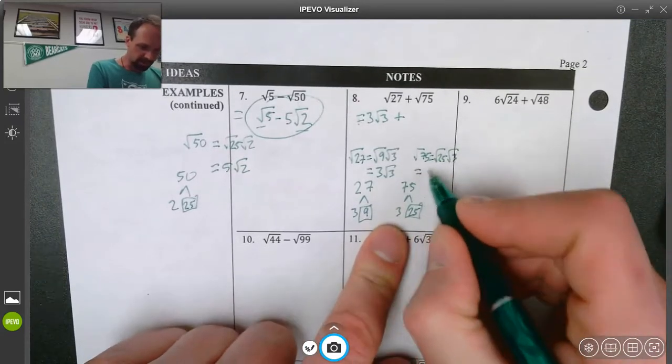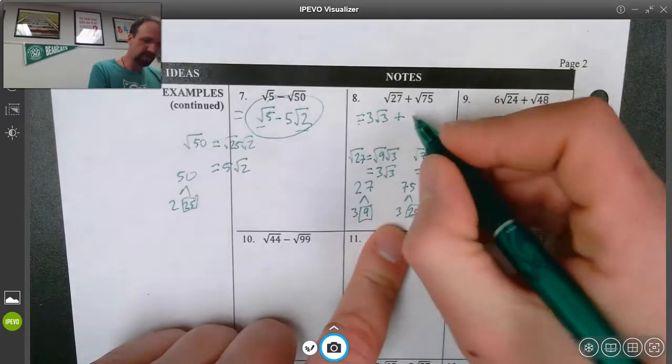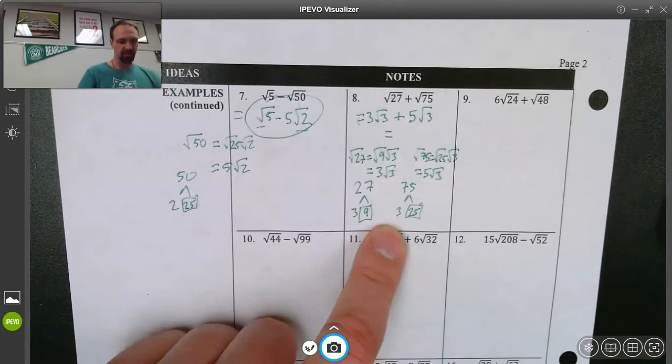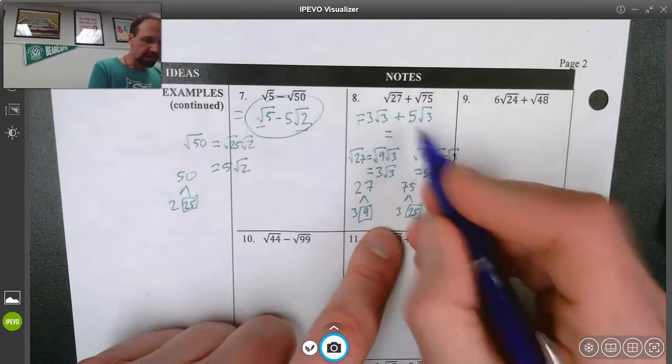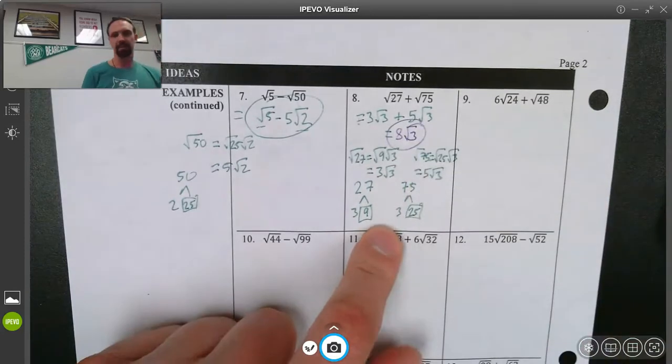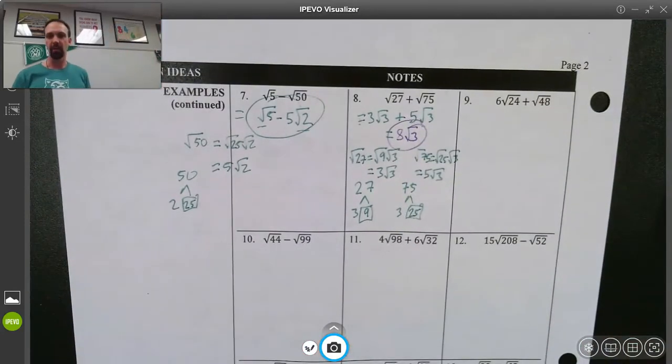5 square root of 3. So 5 square root of 3, and then when I combine them, I'm going to use a different color. 3 and 5 is 8 radical 3. There we go. So that's how we do that, and we can combine them. That's awesome. All right, for number 9, we're going to do the same thing.